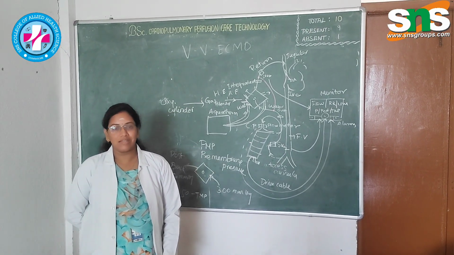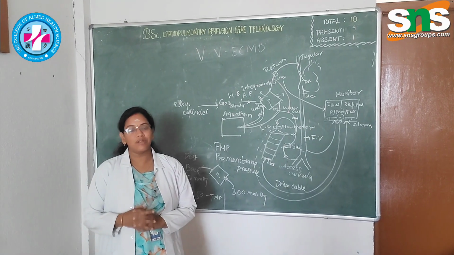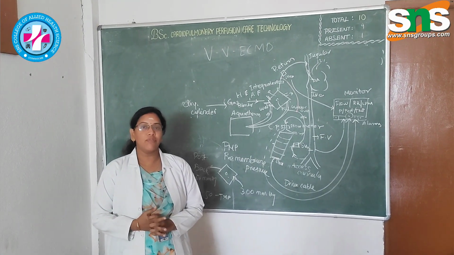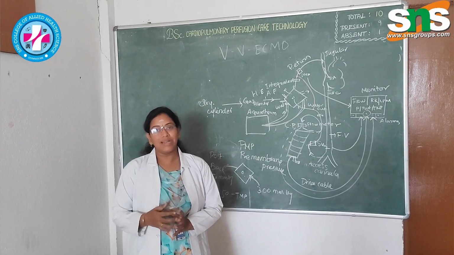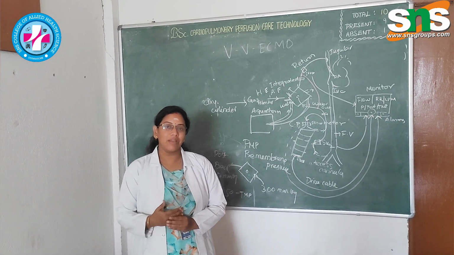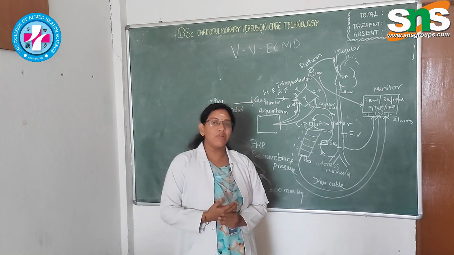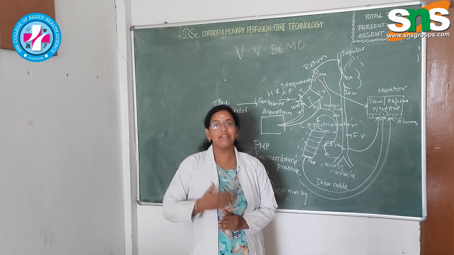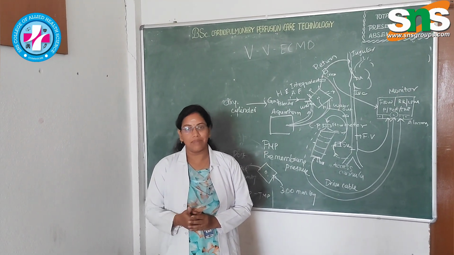Going to see about the case study. A 37-year-old patient was admitted to a hospital with a complaint of COVID-19 pneumonia. Once the COVID-19 pneumonia had resolved, the patient developed ARDS, acute respiratory distress syndrome. Once he gets acute respiratory distress syndrome, automatically his oxygen level drops. So he develops hypoxia and hypercapnia.